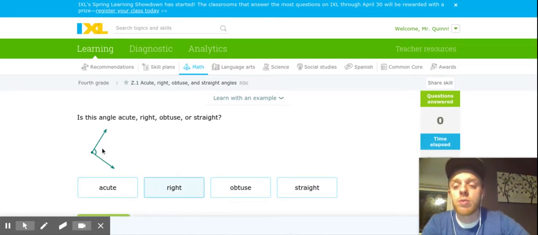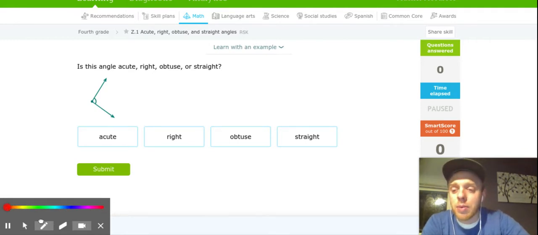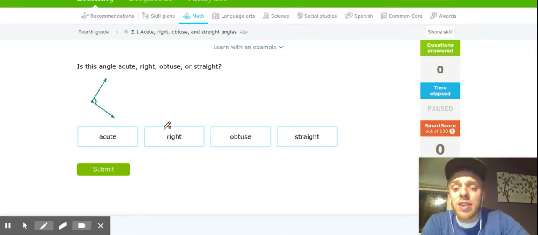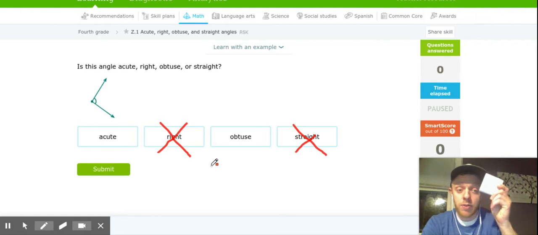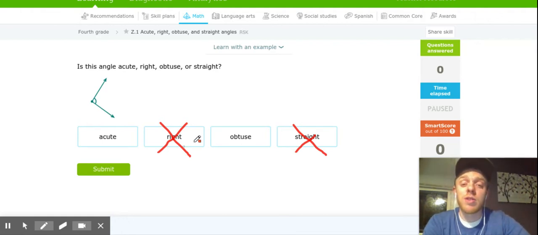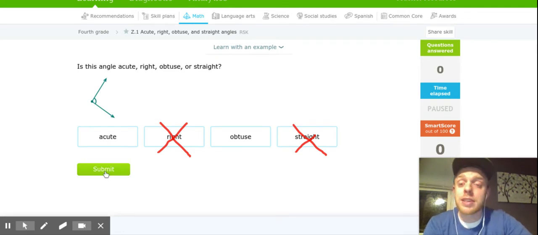So I am going to look at this angle, and I have to decide, is it acute, right, obtuse, or straight? I can right away, and this is something I'm going to encourage you to do, make this stand out. We're going to use some red here. I know this isn't a right angle, and I know this isn't a straight angle. The reason I know those things is because I have my reference, but I also know it's not a straight angle because it doesn't make a straight line. And I know it's not a right angle because it doesn't have that symbol, that box in the corner.